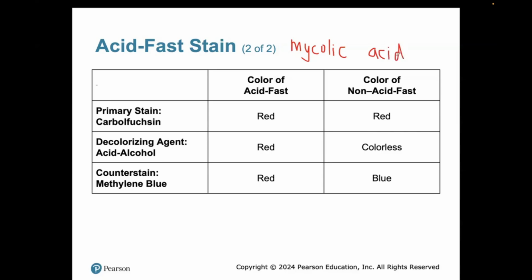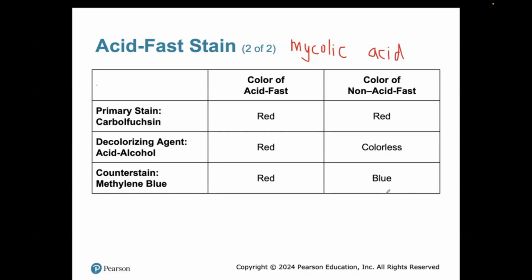Now, our non-acid-fast bacteria, if they go through this protocol, it's going to start off with the carbofuchsin being added and it'll be red, but the decolorizer, the acid alcohol, will wash the carbofuchsin out of the cell because it doesn't have mycolic acid. So this one will then retain the color of the last stain, the counterstain, methylene blue. It's going to retain that methylene blue pigment.